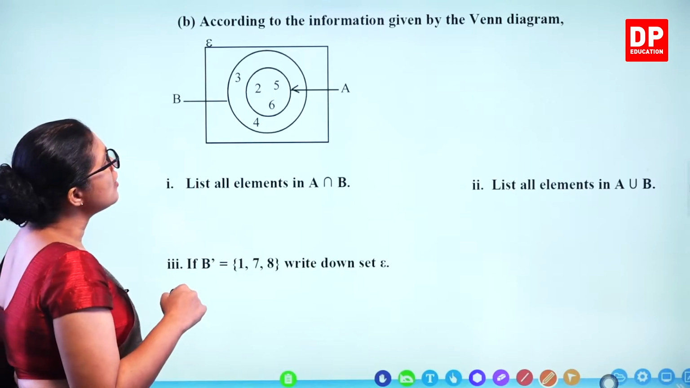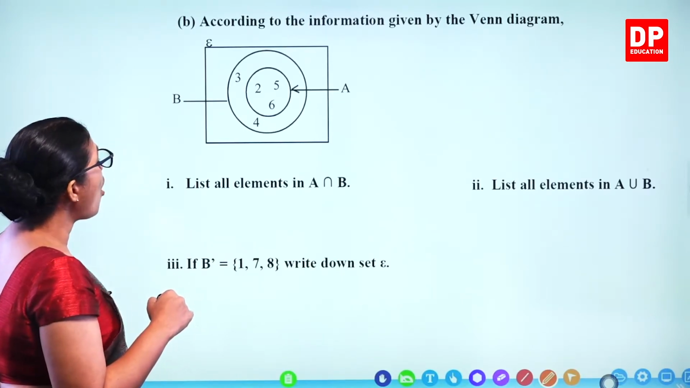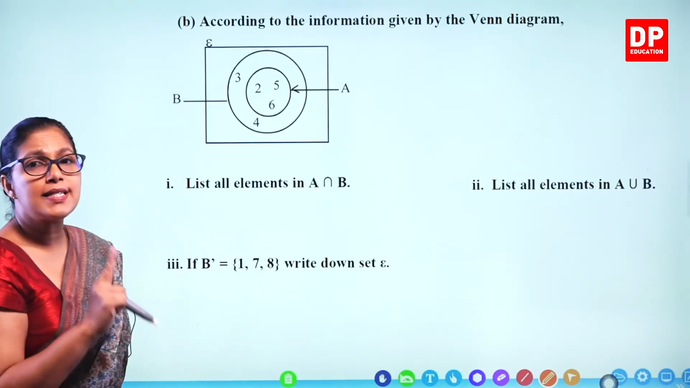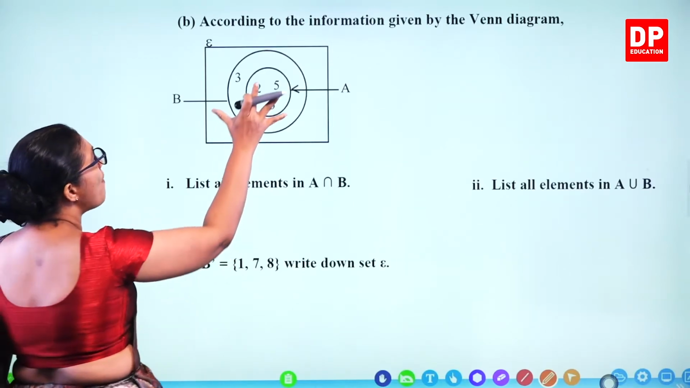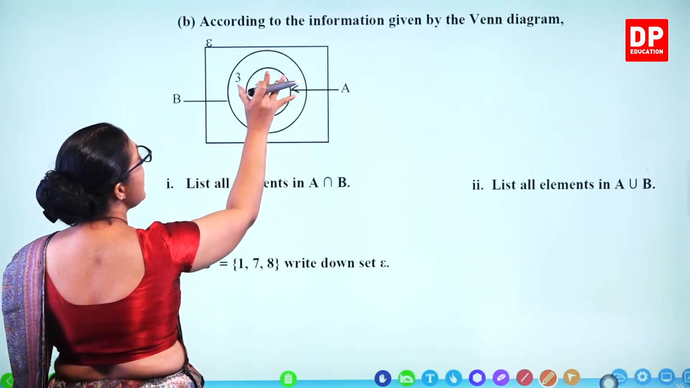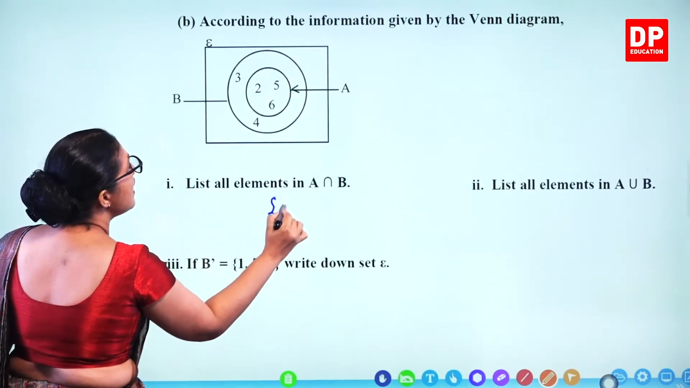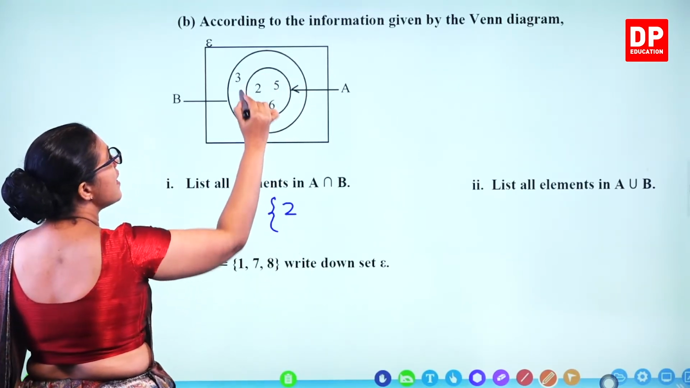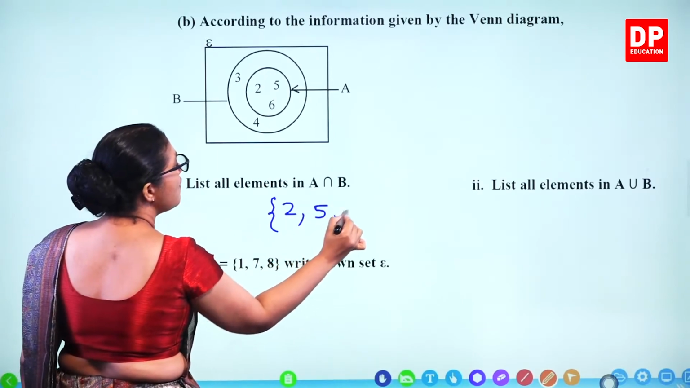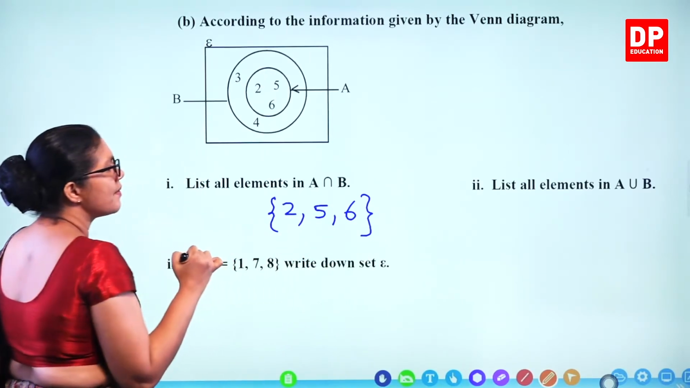According to the information given by the Venn diagram, list all elements in A intersection B. That means common term for both. This is A, bigger one is B. So common term is 2, 5, 6.